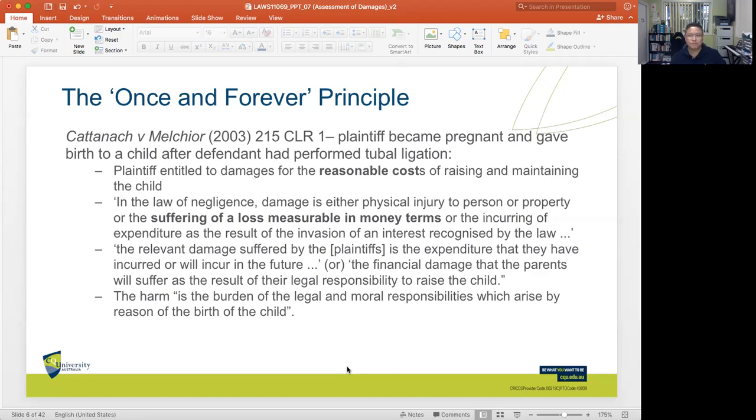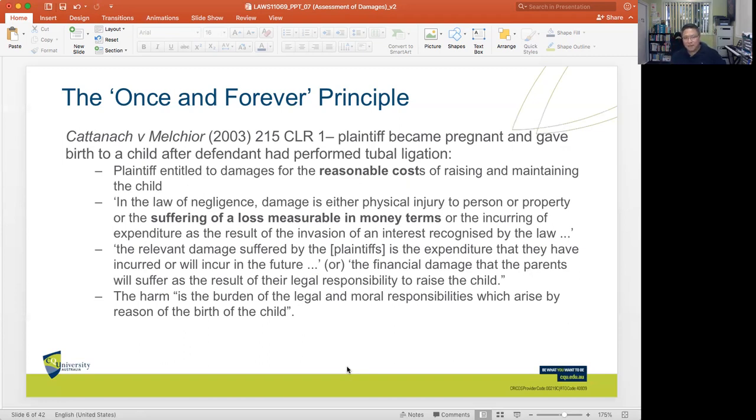In Cattanach versus Melchior, the court also said that the relevant damage suffered by the plaintiffs is the expenditure that they have incurred or will incur in the future, or the financial damage that the parents will suffer as the result of their legal responsibility to raise the child. And the harm here is the burden of the legal and moral responsibilities which arise by reason of the birth of the child. So that's a very interesting case, right?